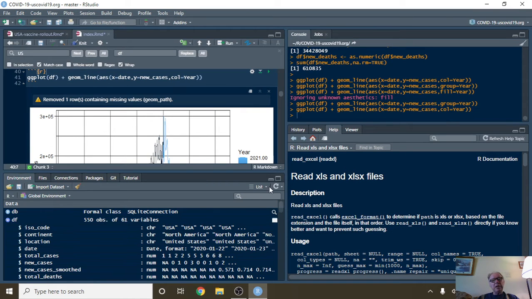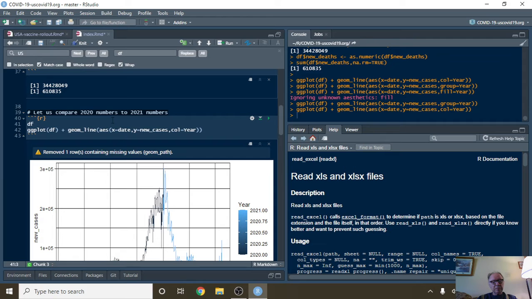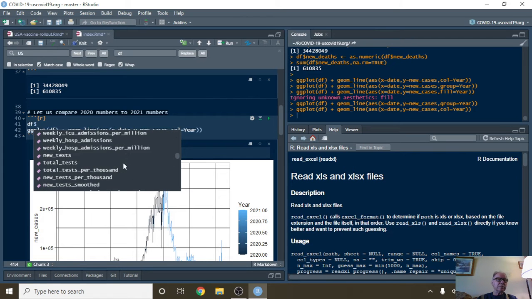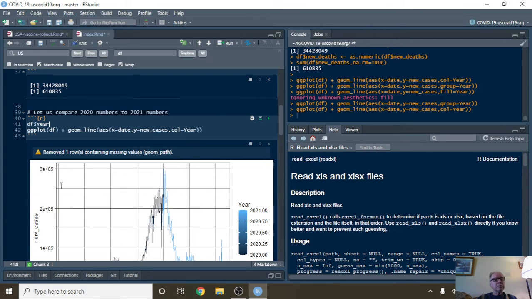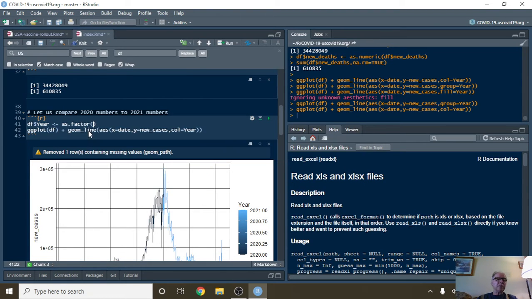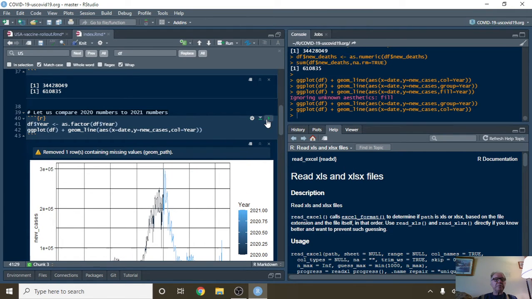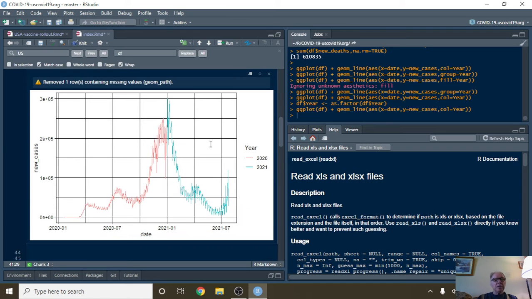Okay, what happens if we create year as a factor? As factor. All right. Okay, here we go. That's what we're looking for. Here's 2020. Here's 2021.